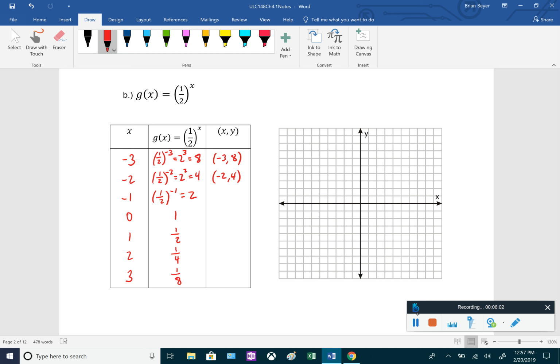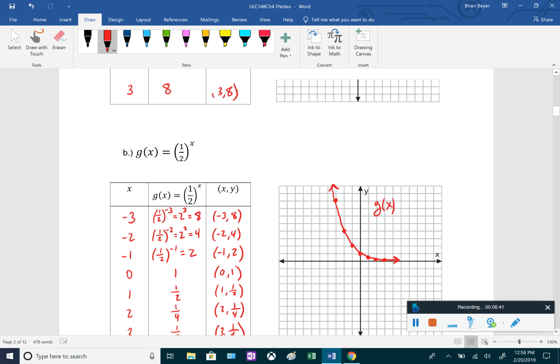So I'm going to write all these down as coordinates. Negative 1, 2; 0, 1; 1, 1/2; 2, 1/4; and 3, 1/8. So plotting all of these coordinates, we have negative 3, 8; negative 2, 4; negative 1, 2; 0, 1; 1, 1/2; 2, 1/4; and 3, 1/8. Once again, connect all these with a smooth curve, and it'll look something like that, and that is our g of x.